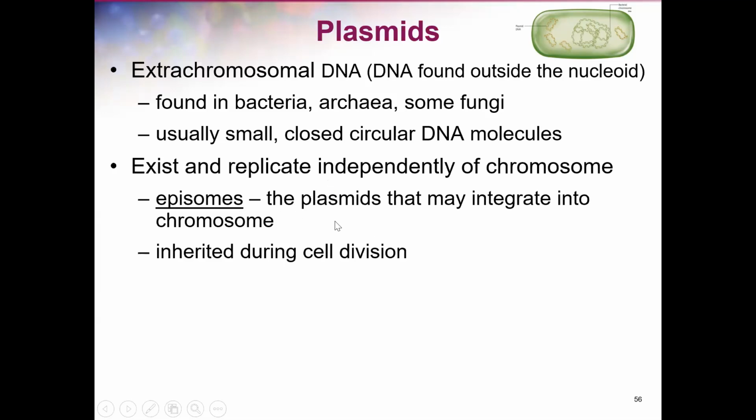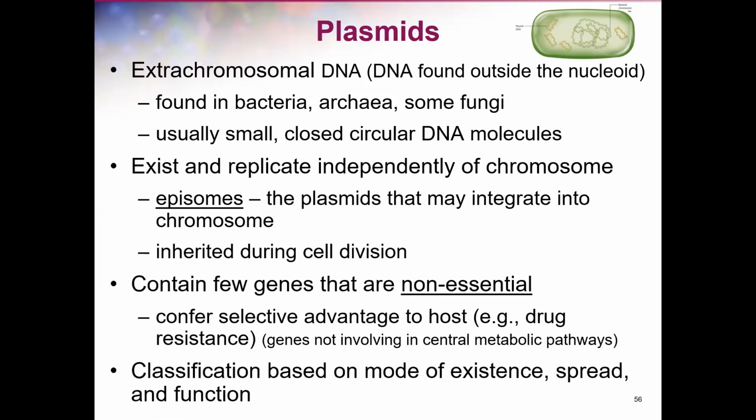Some plasmids can integrate into the chromosome, so they can combine with the chromosome or separate from it. We call those episomes. It's just a different name. This kind of DNA can be inherited, or reproduce, which means that once the cell reproduces and separates into two, it still keeps it.